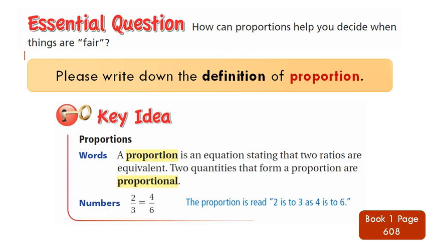The numbers example shows that 2/3 is equal to 4/6. The proportion is read 2 is to 3 as 4 is to 6. Go ahead and pause the video now to write this down and the definition into your notes. Then resume the video once you've completed the task. Welcome back. Let's proceed.